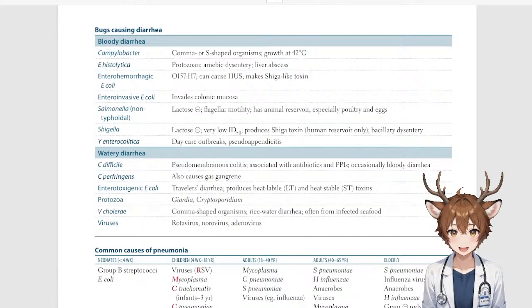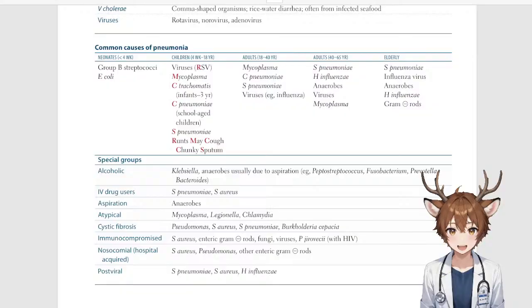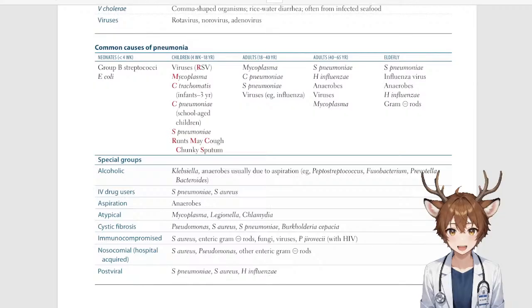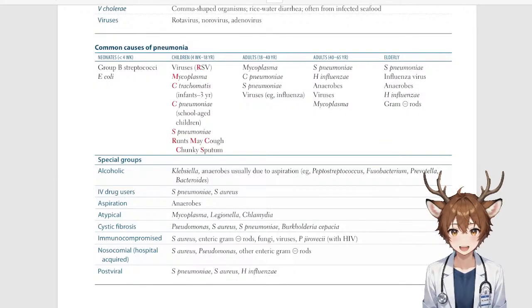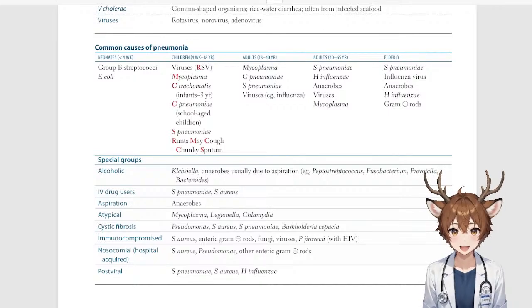What about, let's go down a little bit, common causes of pneumonia. This is a list right here you should be aware of. So you have neonates, et cetera. Okay, so what about neonates? People who are less than 4 weeks of age. Most likely causes of pneumonia: group B streptococcus, that's Strep agalactiae again, and E. coli.